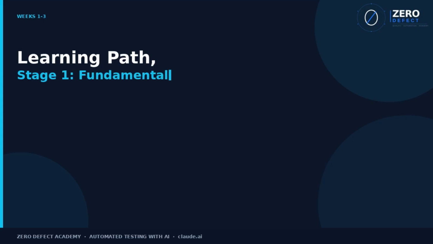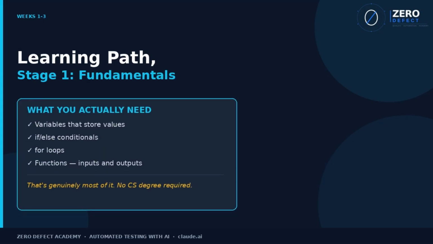Stage 1 is testing fundamentals plus basic programming. And I want to be specific about how much programming you actually need here, because this is where most roadmaps scare people off unnecessarily. You do not need a computer science degree. You need to comfortably read and write variables that store values, if-else conditionals, for loops, and functions that take inputs and return outputs. That's genuinely most of it for getting started.